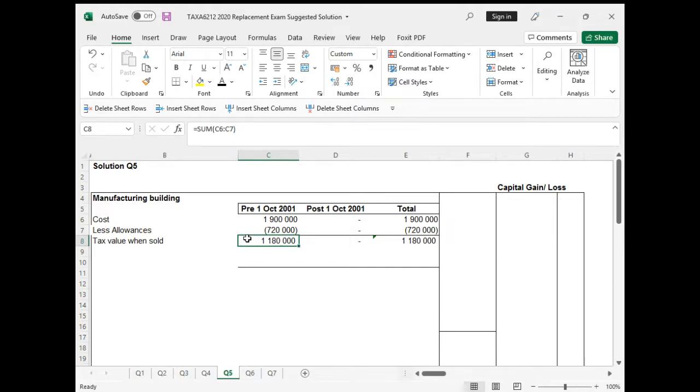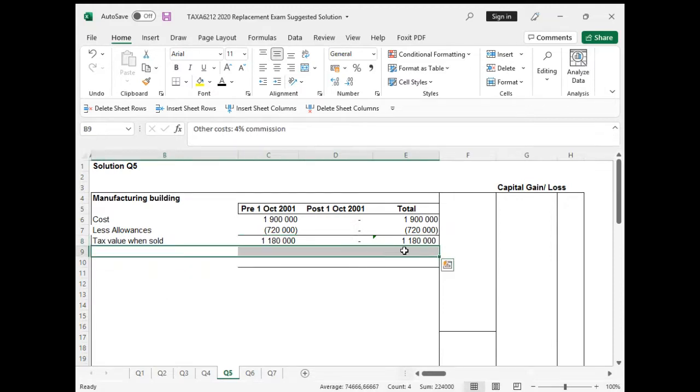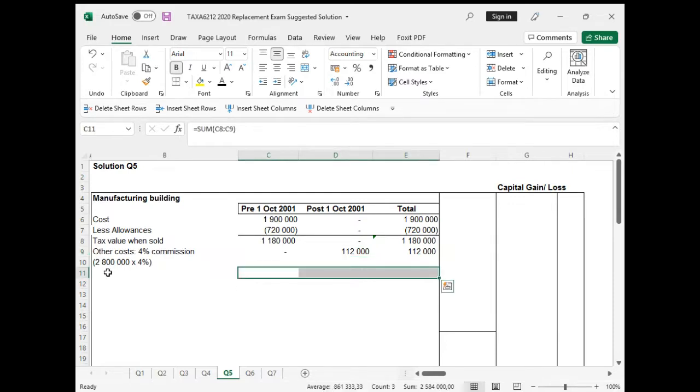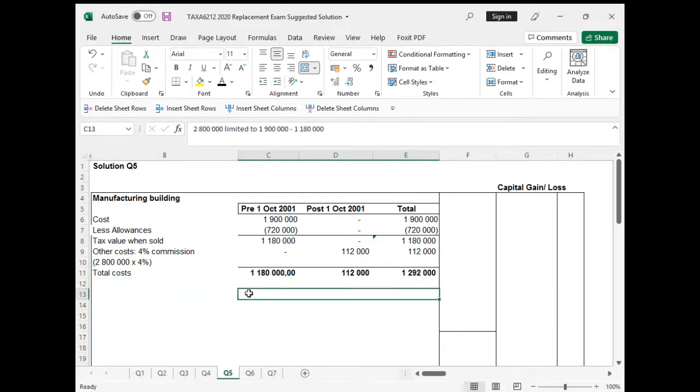But we've also incurred an additional cost in trying to dispose of it, which was our commission of 4%, which you're allowed to capitalize. And that is the 4% of the 2.8 million, which gives you 112,000. So that means our pre-October cost is the 1.18 million, whereas the post 1 October is the 112,000, which means our total cost for that property is 1.292 million. Okay.